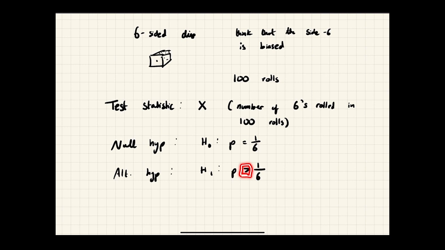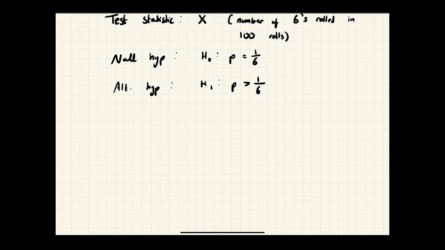hypothesis was probability is more than 1/6, and we said it could have been less than 1/6 if the question was different. There are cases where sometimes we're going to find that the alternate hypothesis will be the case where it's not equal to. So we're not saying it's more than 1/6 or less than 1/6, we're just saying it's not equal to 1/6.